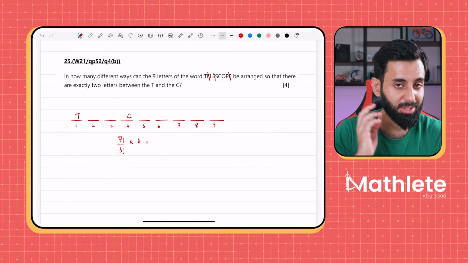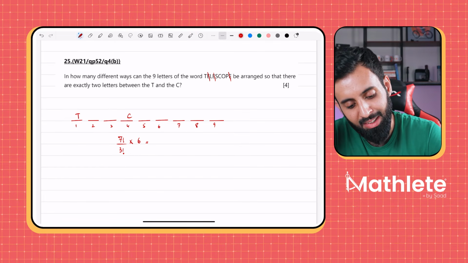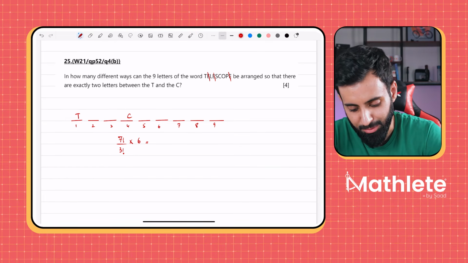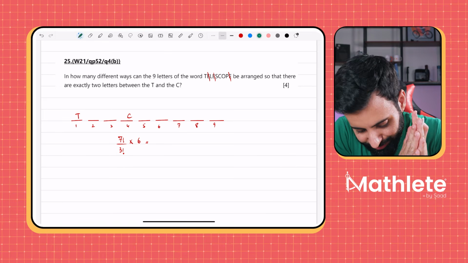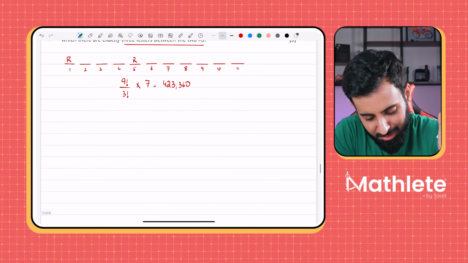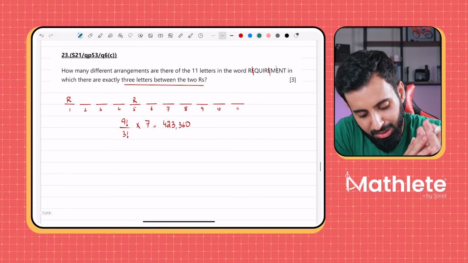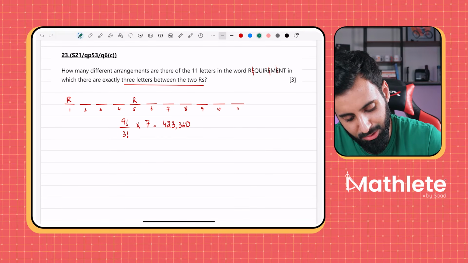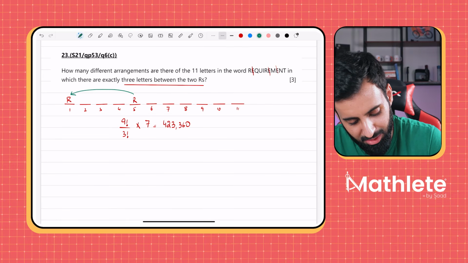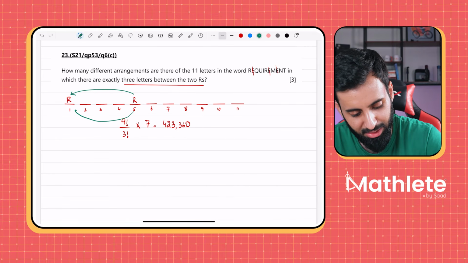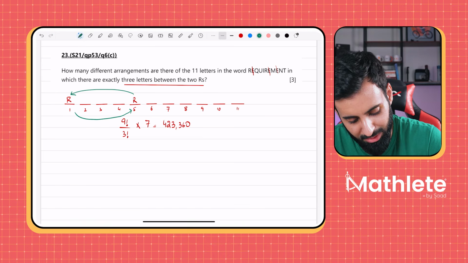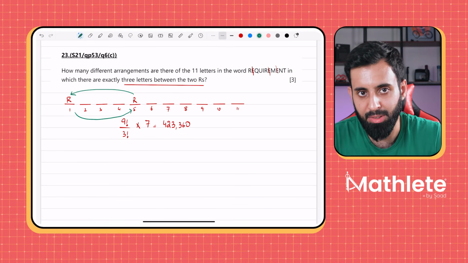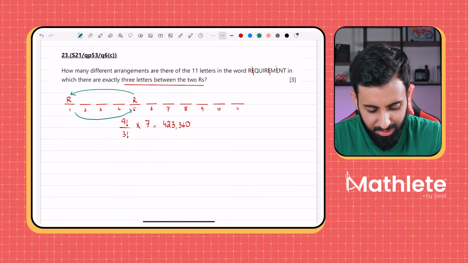If you leave it here, which once again I'm afraid a lot of students will, you won't get full marks. Why? Because here, let's compare this question with the previous one. Here, we were talking about 2 R's. Now, 2 R's, they're both the same letter. So that means even if I swap the places of these 2 R's, it would still be the same arrangement. Okay, so swapping these 2 R's, if I do that, you won't notice any difference.